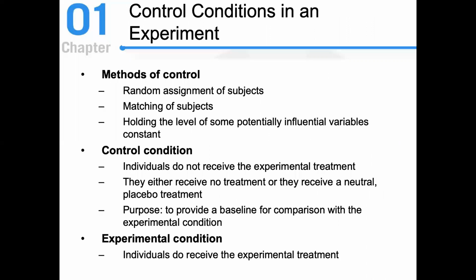We have methods of control: random assignment of subjects, matching of subjects, holding the level of some potentially influential variables constant. Control condition: individuals do not receive the experimental treatment. They either receive no treatment or they receive a neutral placebo treatment, which is interesting because there's actually some science showing the placebo effect to be effective. The purpose is to provide a baseline for a comparison with the experimental condition. Individuals do receive the experimental treatment.